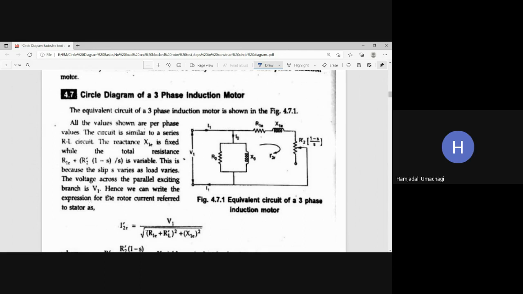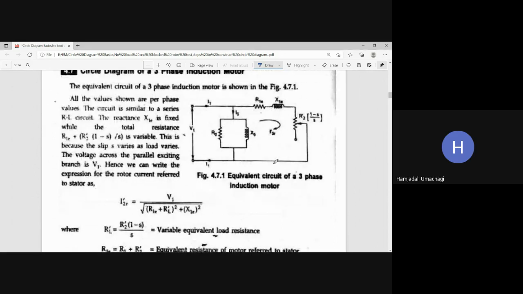Hence we can write the expression for the rotor current referred to the stator side, which is I dash 2R. For this I dash 2R, we can write the current equation using KVL. So I dash 2R is nothing but V by Z. V means V1, Z means the combination of resistance and reactance. So the rotor current referred to the stator side, I dash 2R, is equal to the stator voltage V1 divided by impedance Z, the combination of resistance and reactance.